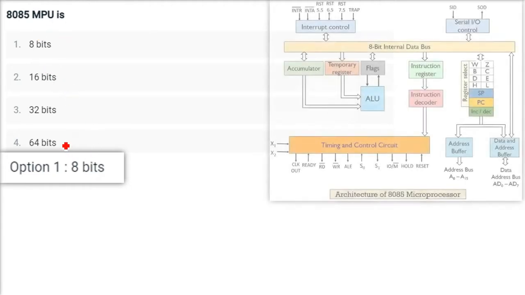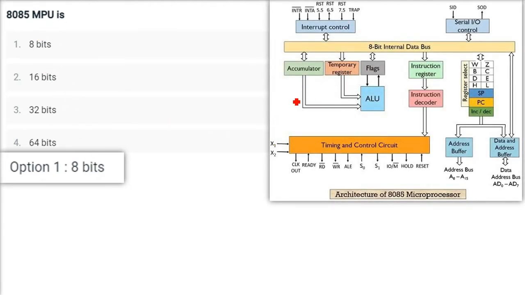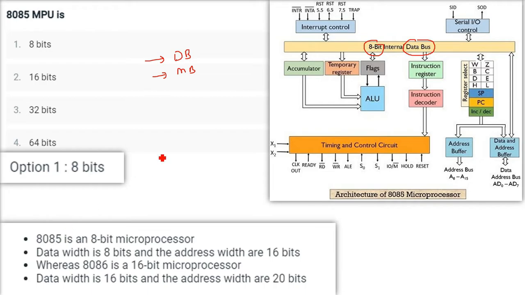So why is it 8-bit? Now you see, it has 8-bit internal data bus. Whichever processor you talk about, the size or the bits of the data bus will decide which bit size the MPU is. So 8085, 8 bits. It is an 8-bit microprocessor because the data width is 8 bits.